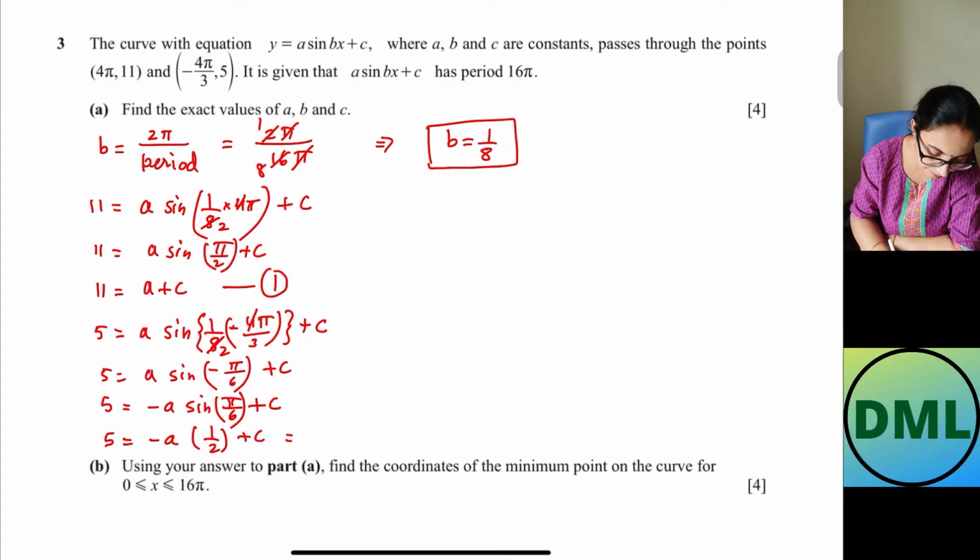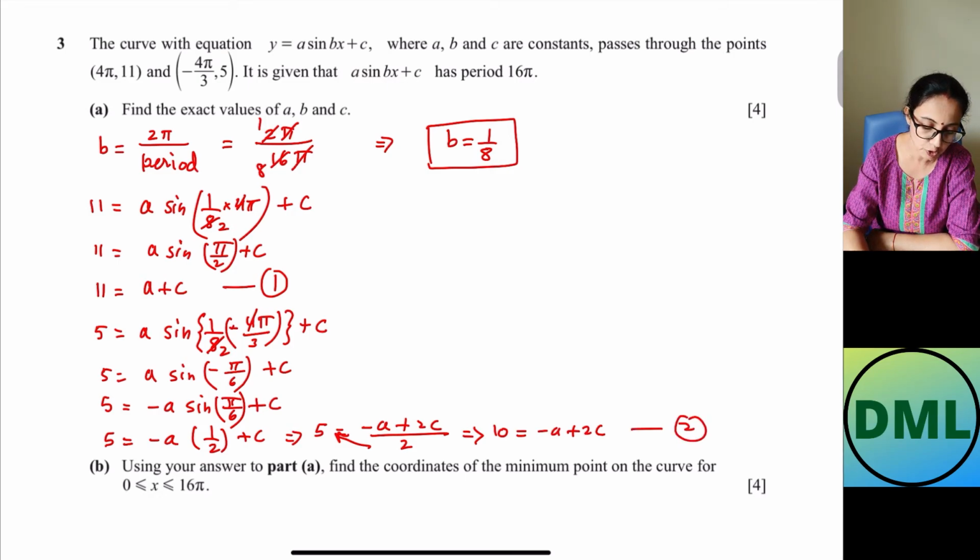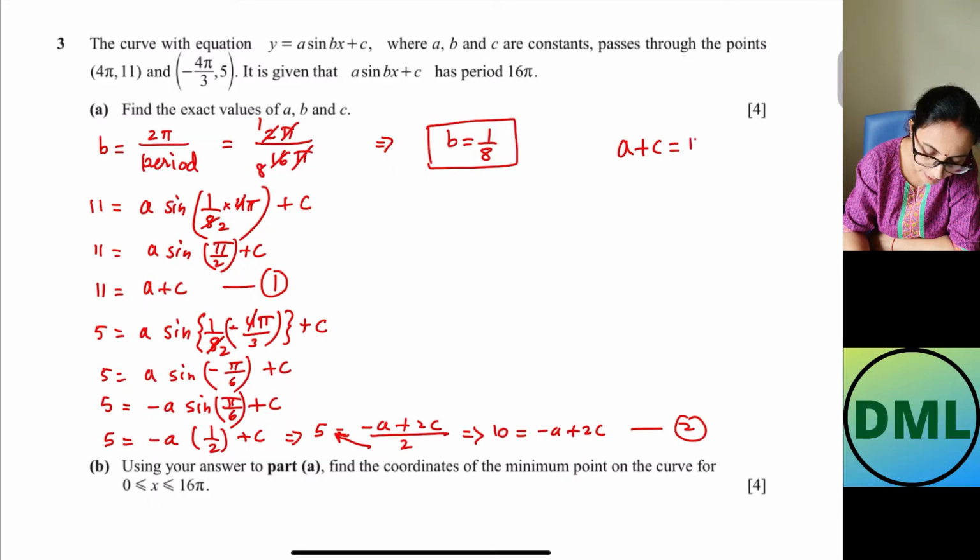This equation will be written as, if you take the LCM, 5 is equal to (minus a plus 2c) over 2. That will be equal to, if you do the cross multiplication on this side, 10 is equal to minus a plus 2c. This is my second equation. You have to solve the first equation and second equation simultaneously. Let's solve it. The first equation is a plus c is equal to 11.